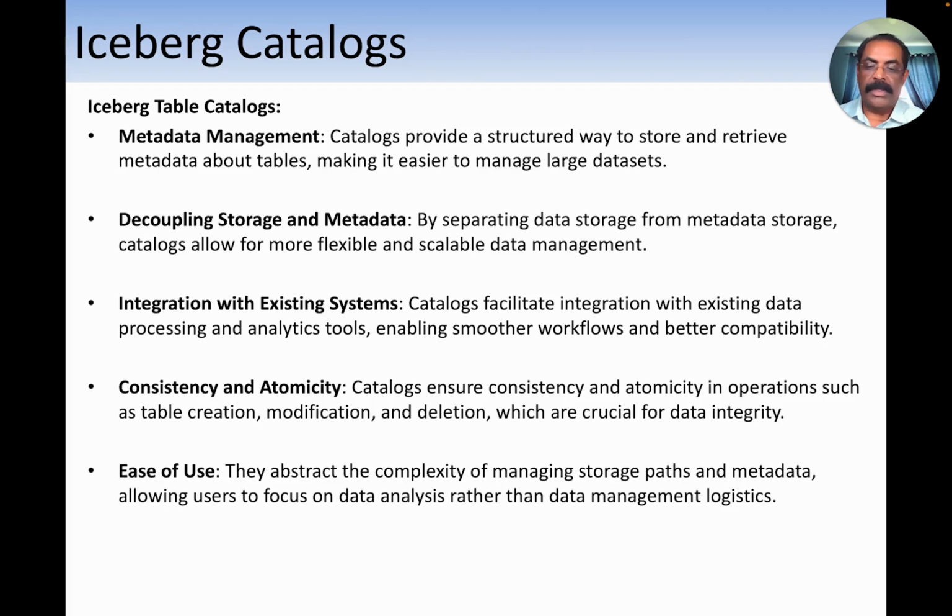And ease of use. It abstracts the complexity of managing storage paths and metadata, allowing users to focus on data analysis rather than data management logistics. What does that mean here? Let's say your data is in a certain location. You can move it without changing the application code, because the catalog acts as an abstract layer between your table information, your disk, and all the rest. So the front-end tool does not have to be aware of the location path or external locations.